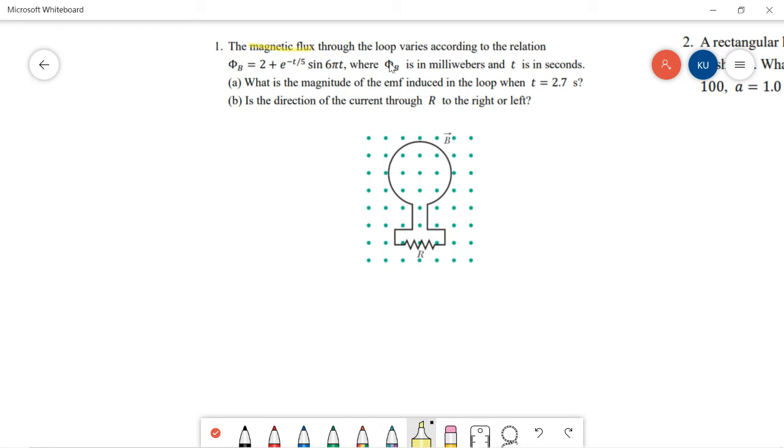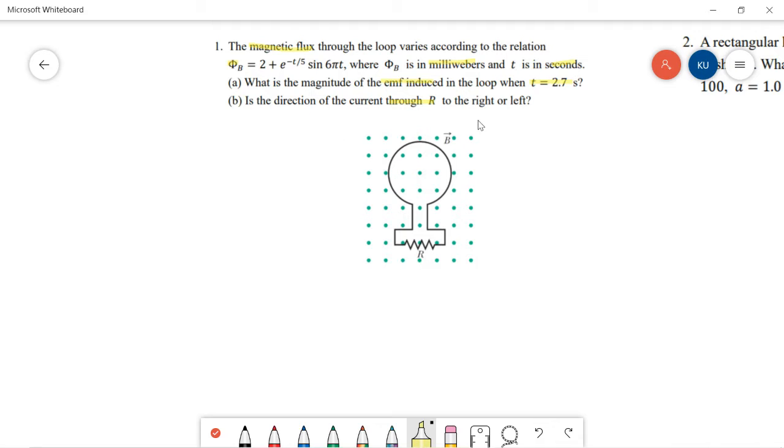The magnetic flux through the loop varies according to the relation like this. This is different from the one in the textbook. So phi b is in milliwebers and t is in seconds, no problem, the SI unit. What is the magnitude of the EMF induced in the loop when t equals 2.7 seconds? And B, what is the direction of the current through R? Is R to the left or to the right?